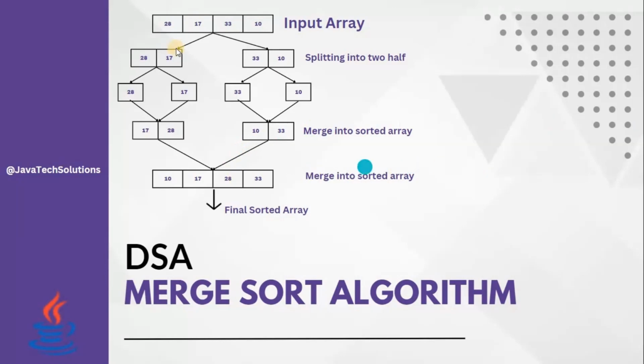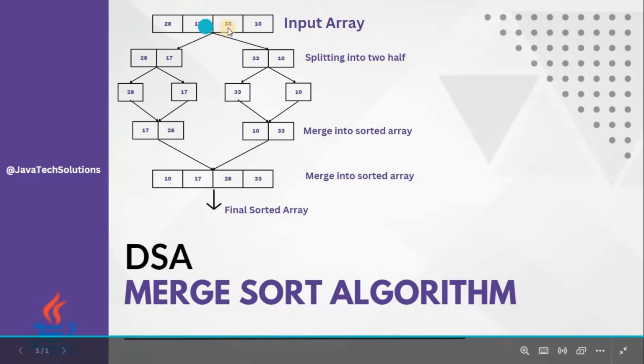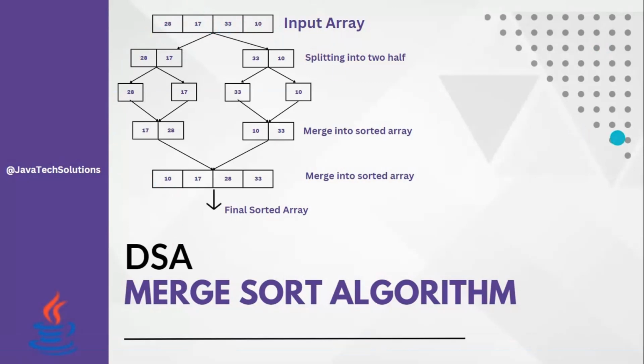As you can see here, the input array is 28, 17, 33, and 10. It's a recursive algorithm that continuously splits the array in half until it's not possible to divide it any further. Once that is done, it merges them into sorted arrays until it is completed. This is the approach that is followed.